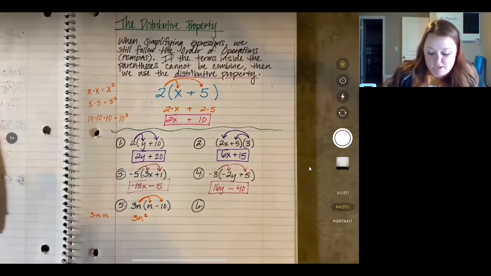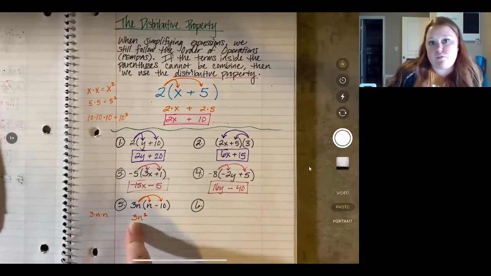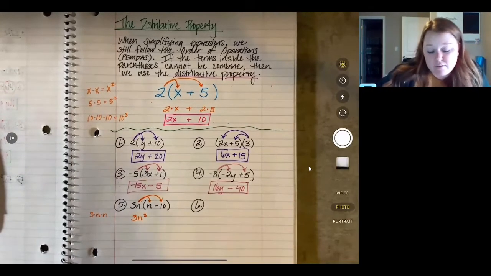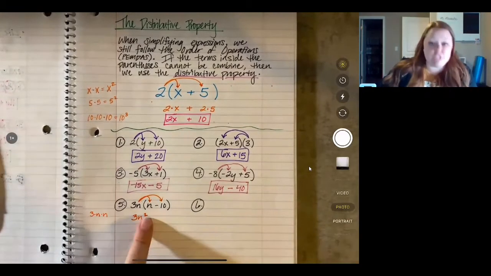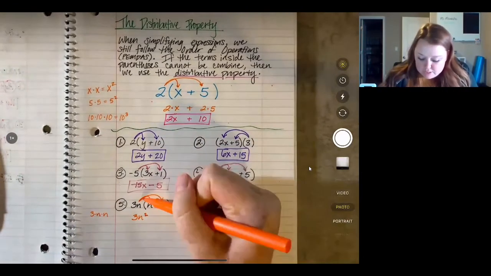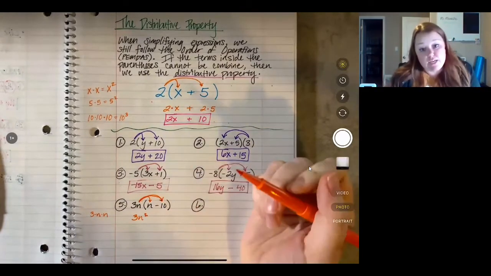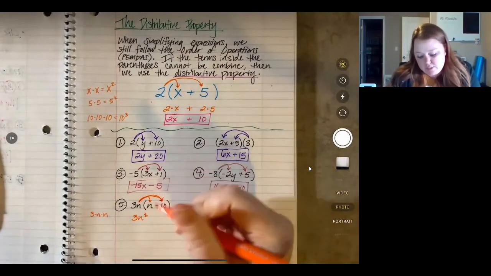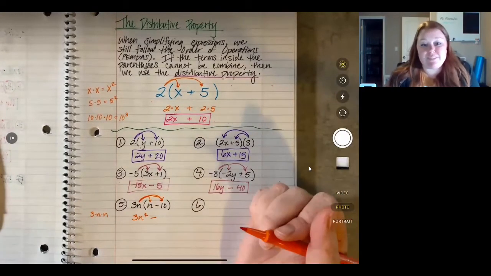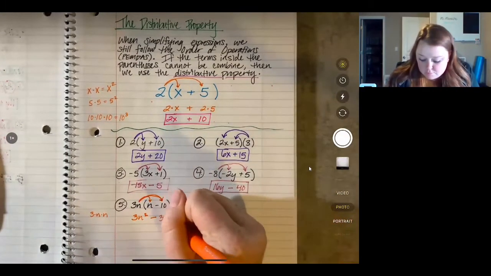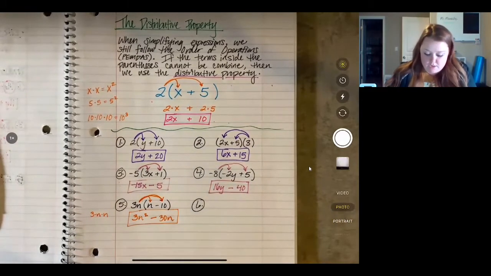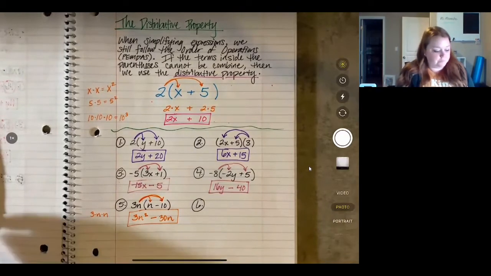Now some of you are like, wait, so does that become a 9 because 3 squared is 9? No, 3 squared is 9, but that squared has nothing to do with the 3, okay? And then that 3n still has to get multiplied by the negative 10. Positive times negative is negative, so I put my subtraction sign. 3n times 10 is 30n. Final answer, 3n squared minus 30n.